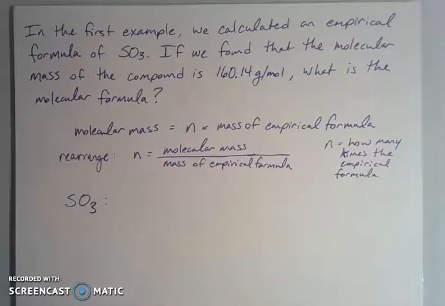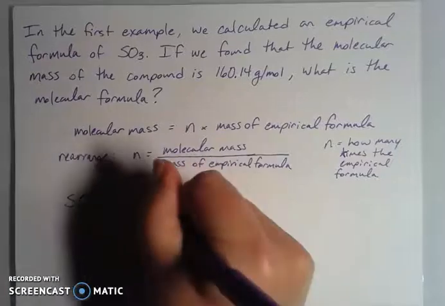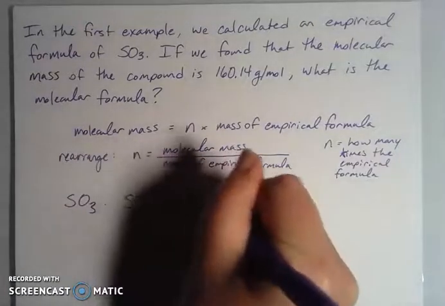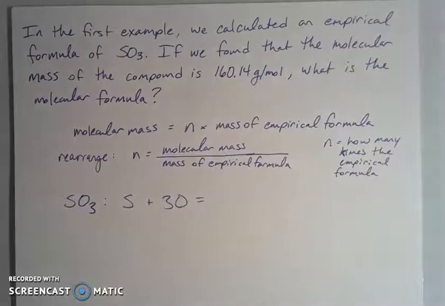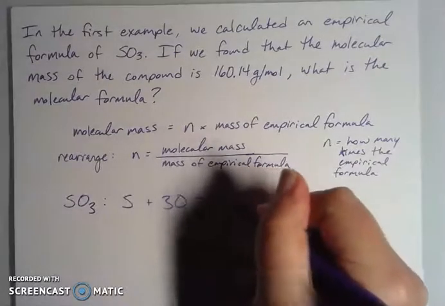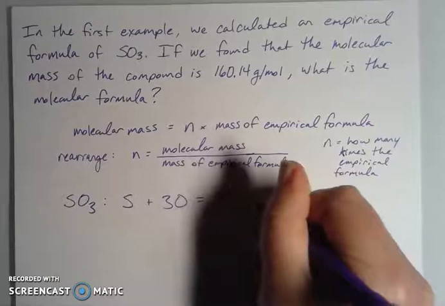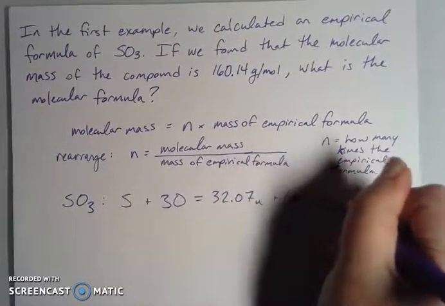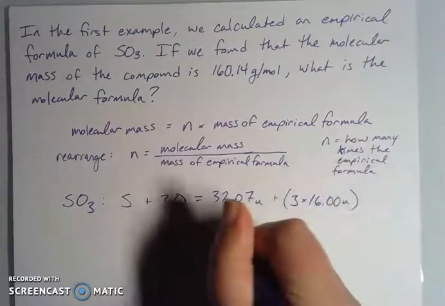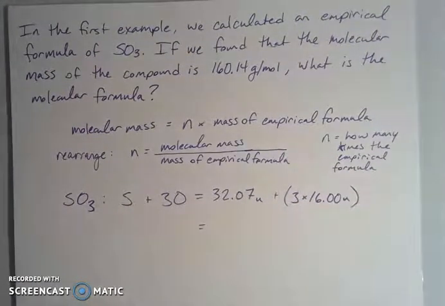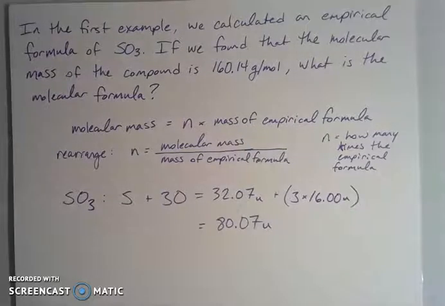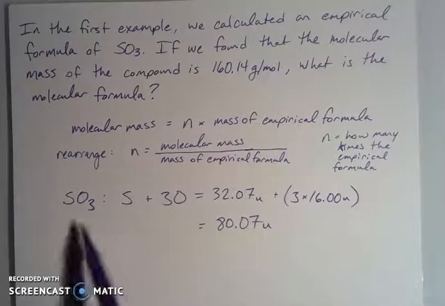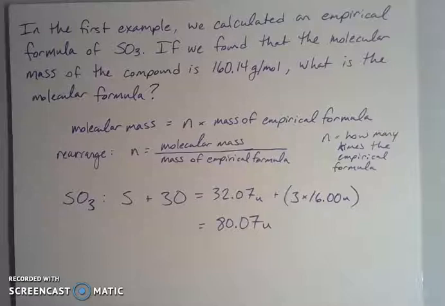So I have SO3. So I need to have the mass of sulfur plus 3 oxygens, and that'll give me my mass total. So sulfur is 32.07. And then if I have 3 times my oxygen, that's my 16. Then my empirical formula mass is 80.07. And I can keep that in AMU. I could put that into grams per mole. They're both the same thing.